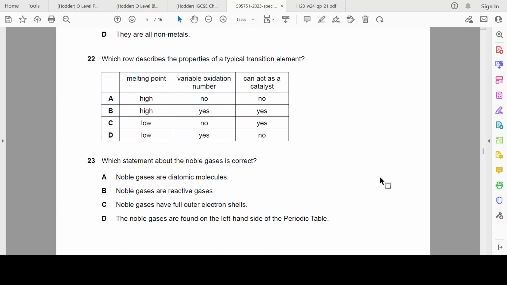Which row describes the properties of a typical transition metal, transition element?